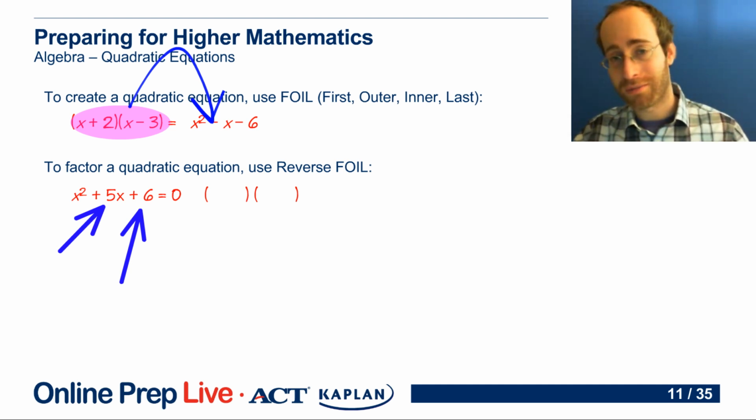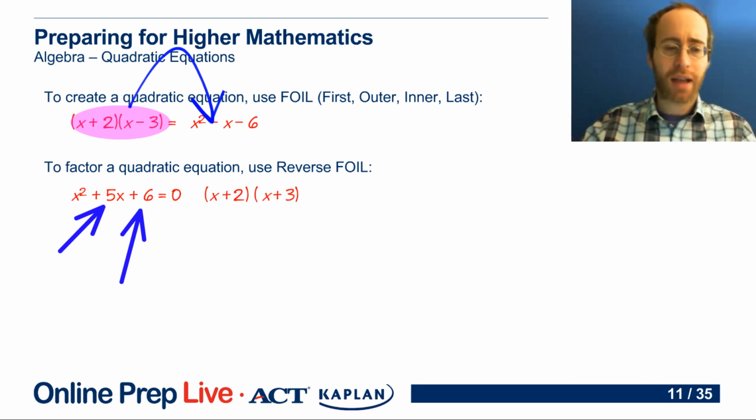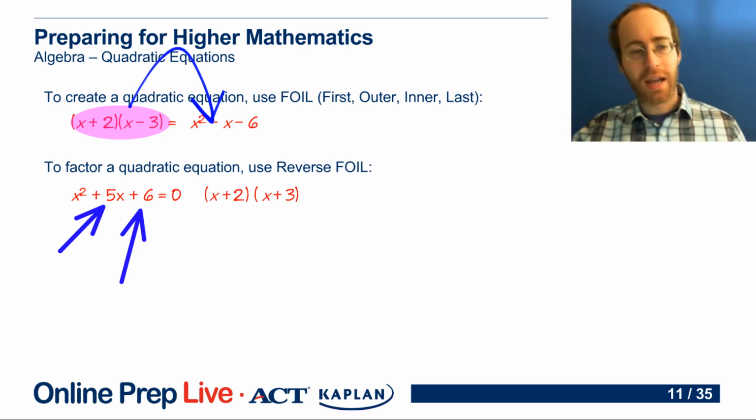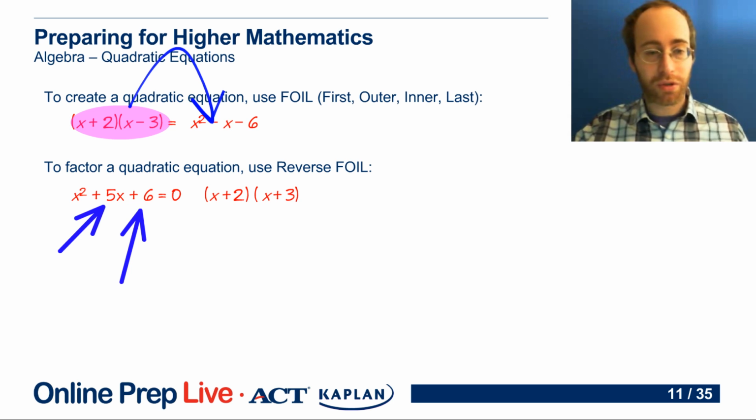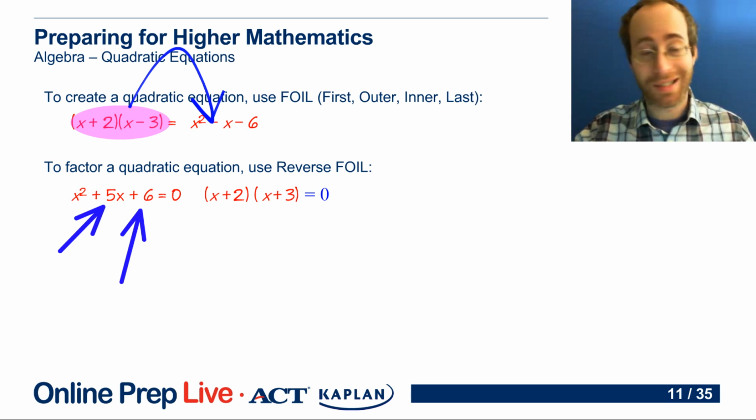In this situation, our two magic numbers are, of course, 2 and 3, because 2 times 3 is 6, and 2 plus 3 is 5. And so we can say this is (x + 2)(x + 3). Now, if this is equal to 0, then now it becomes really clear what values of x solve the equation. Real quick, tell me please in the chat, folks, what could x be that would make this equation equal to 0?